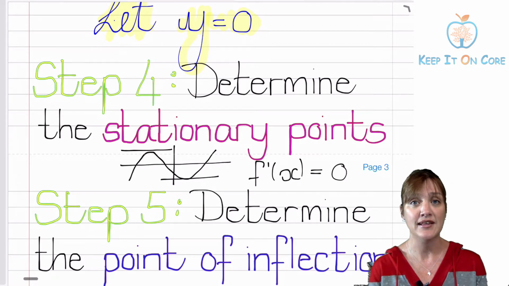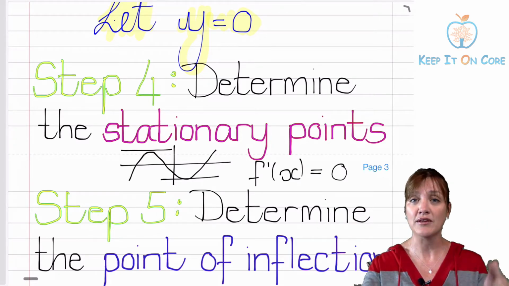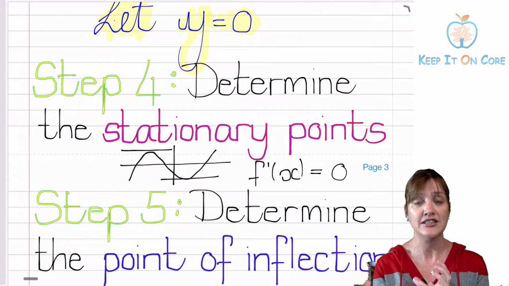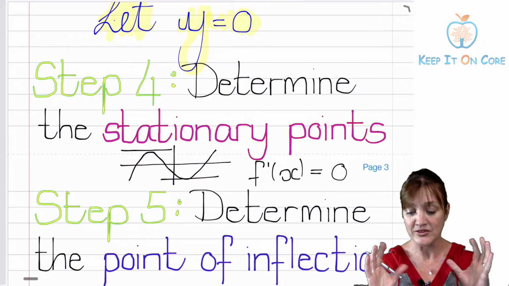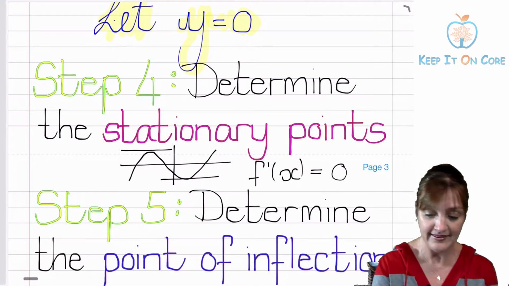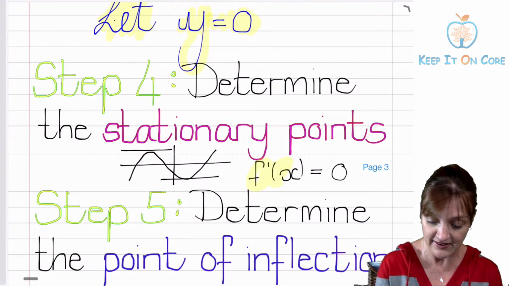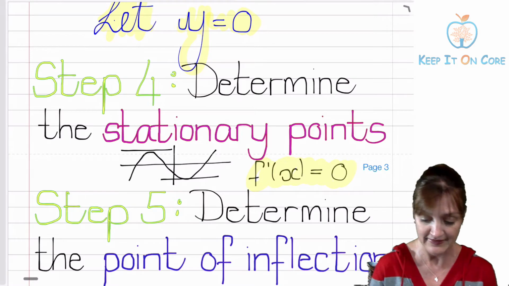You then substitute the x values back into your original equation, and that will give you the y coordinate that belongs to each of the x coordinates, and you get your turning points. So for stationary points, derivative equals 0. That is the key to finding the stationary points, or what we also call the turning points.